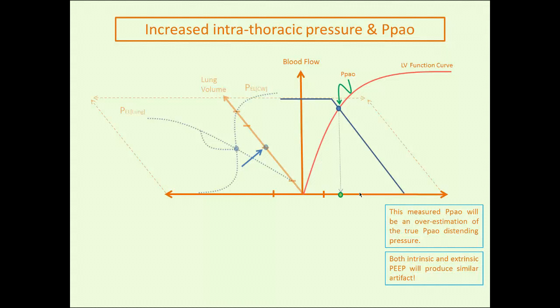You've simply introduced a measurement artifact from intrathoracic pressure, and it reflects nothing about vascular distending pressures. This is, as I mentioned, one of the most common problems with the measurement of the wedge pressure.